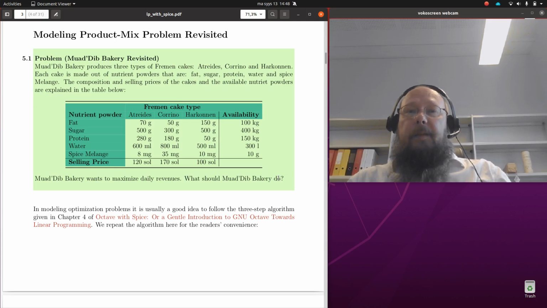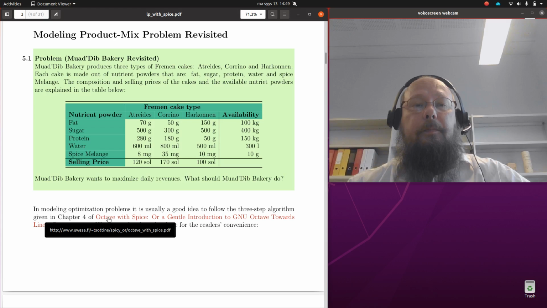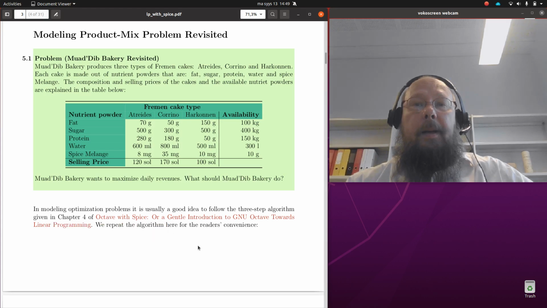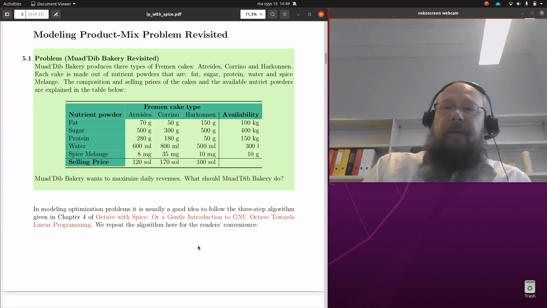Alright, let's start with the mathematical modeling phase. We want to build or represent this problem 5.1 as an LP, that is a linear program or linear optimization problem. In order to do so, we follow the three-step algorithm that was given in chapter 4 of the previous notes, Octave with Spice. Let's repeat the algorithm here for the sake of completeness and for your convenience.